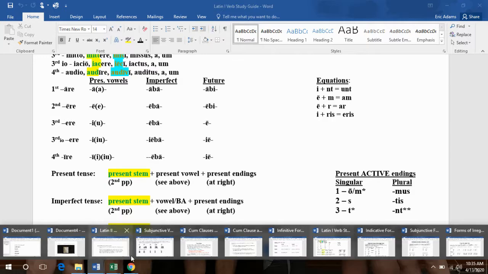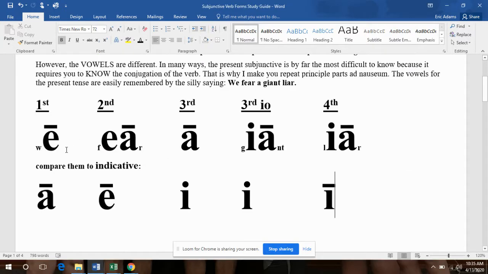When it comes to the subjunctives, these new vowels are then the only way that we can tell whether the verb that we are looking at is a present indicative or present subjunctive. However, in many ways, I would say that the present subjunctive is the most difficult, simply because there are vowels whose possibility would allow it to be either present subjunctive or present indicative, and we have to know the conjugation of the verb.